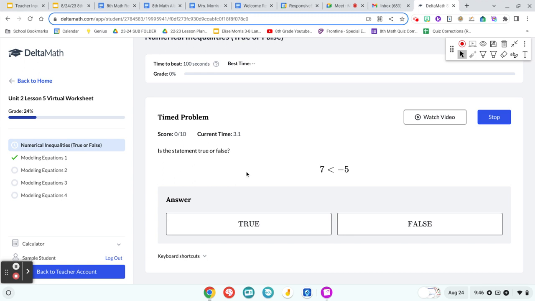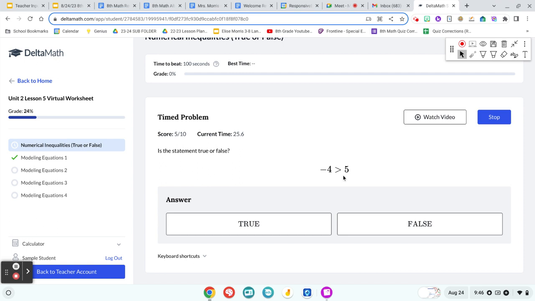If you want some more examples, here we go. 7 less than -5, false. Is -4 less than -5? False. Is 7 less than 4? No. Is 0 greater than 4? Nope. Is 8 less than 0? Nope. This is funny. They're all false.